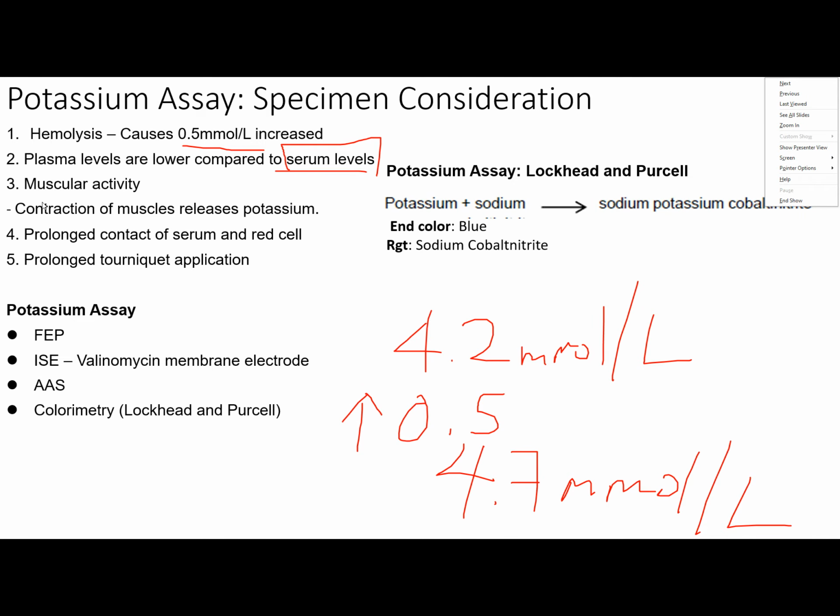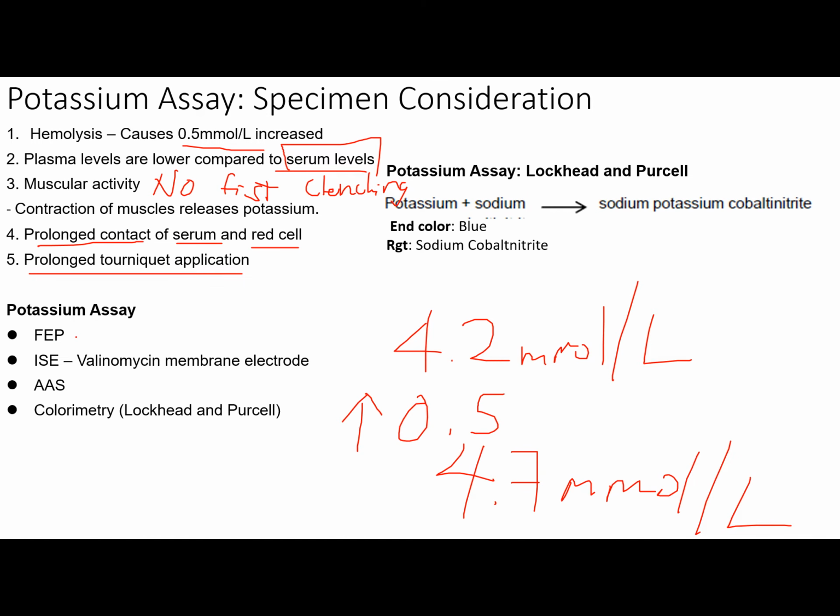Then, another consideration, class, is your muscular activity. So as much as possible, avoid contracting muscle. So there should be no fist clenching, and make sure that your patient did not run or do any strenuous activity prior to specimen collection, because it will cause a false increase. Then avoid prolonged contact of the serum and red cell. So as much as possible, once centrifugation is done, separate the serum from the RBC. Then avoid prolonged tourniquet application.